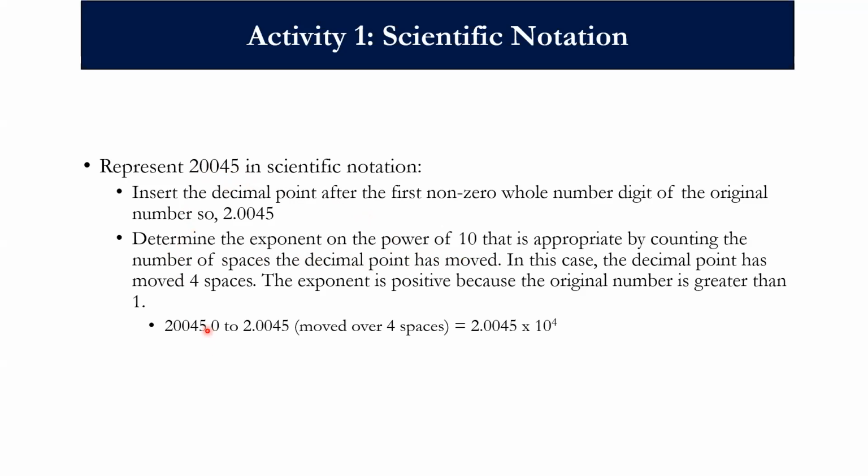So here we have to move this decimal point 4 times to the left. So 1, 2, 3, 4. So we end up with 2.0045. And to write this in scientific notation, we would write 2.0045 times 10 to the fourth power.